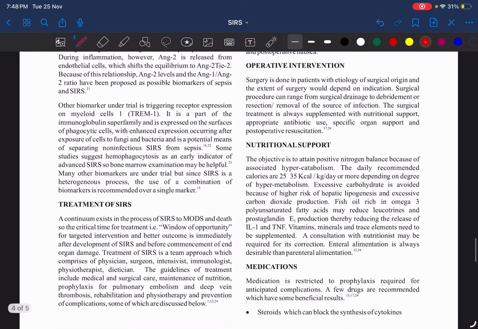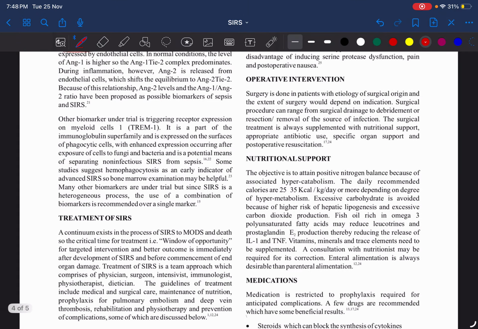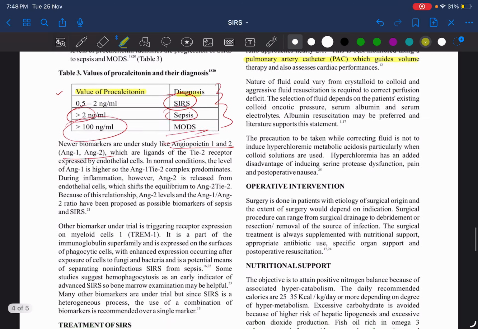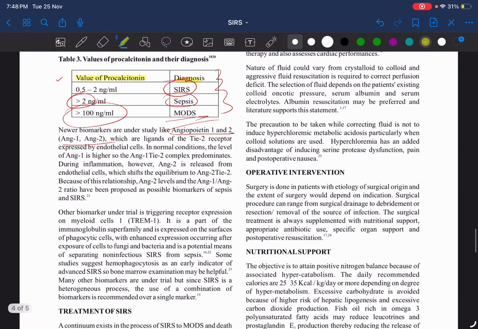Okay, then coming to the treatment of SIRS, remember we have to do volume resuscitation, that is the number one. And volume resuscitation is best measured by using a pulmonary artery catheter. I hope you will study this in your general surgery topic. Then in case of a surgical urgent etiology, we have to do operative intervention.